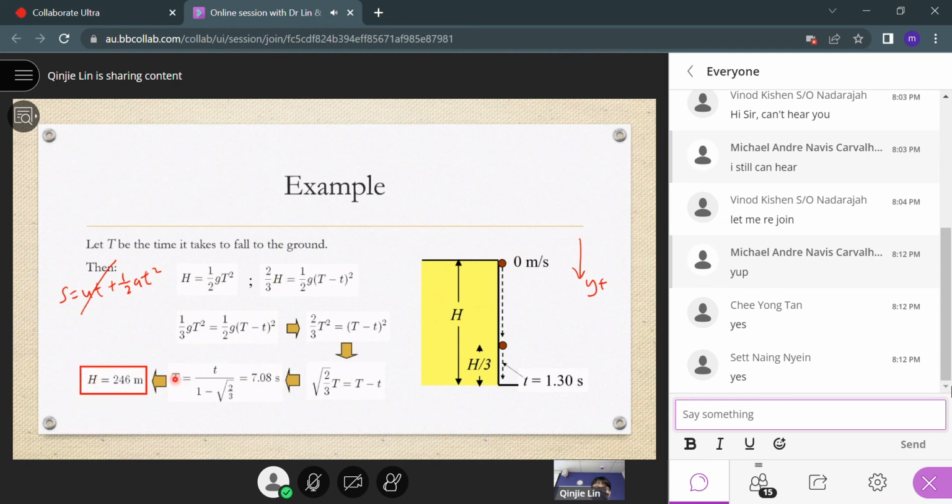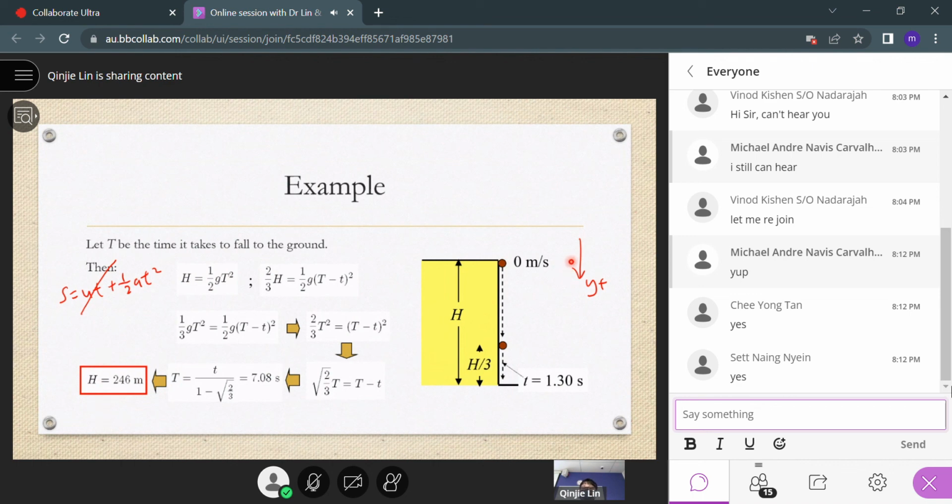Then you can easily put this T back into either equation. Of course, you will put it into the simpler equation. If you put T right back into this one down here, you will be able to find your H, which is the height of the cliff. So this is the way to find the height of the cliff. And you see, the height of the cliff is a positive value, positive 246.